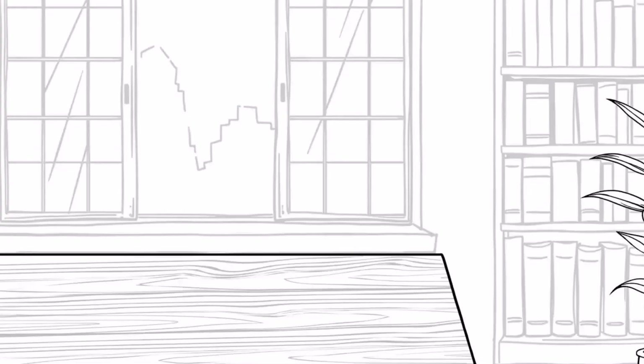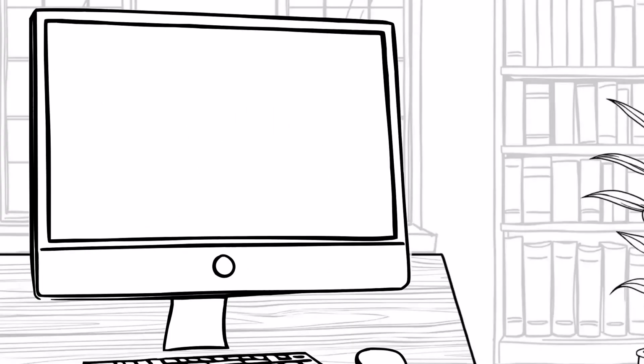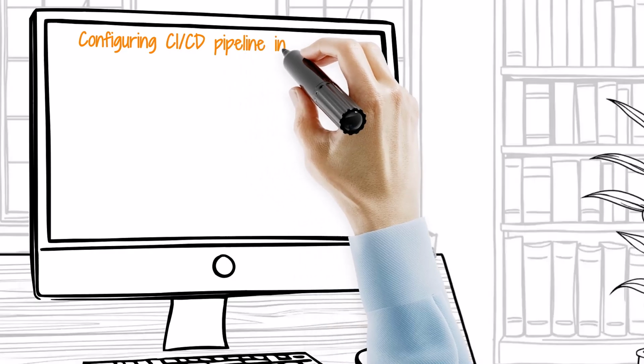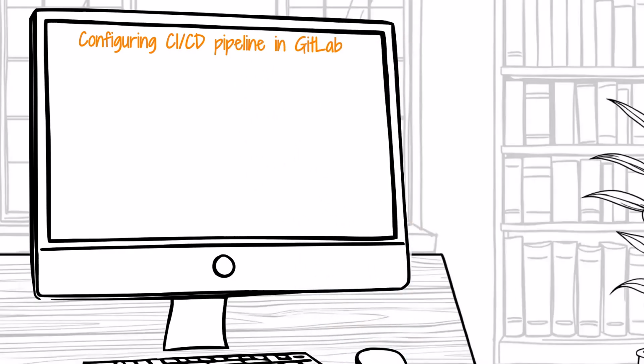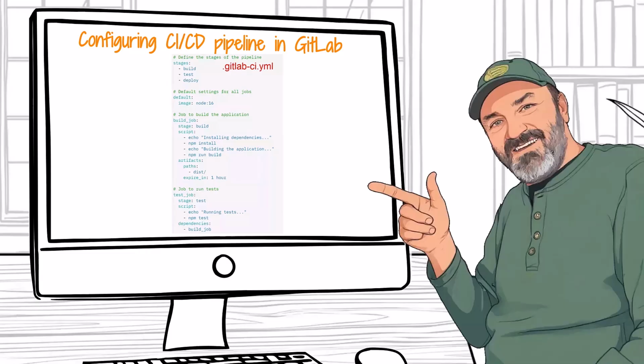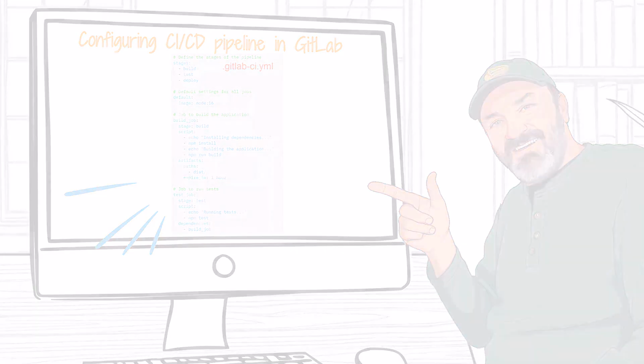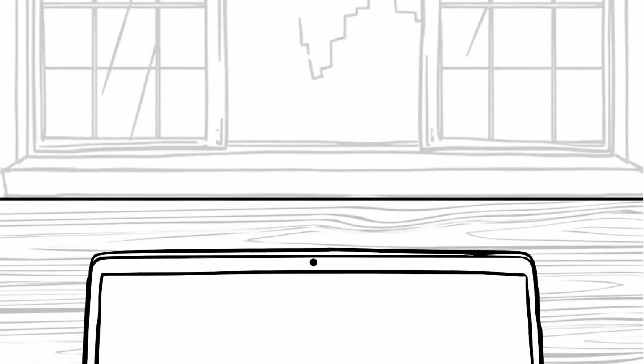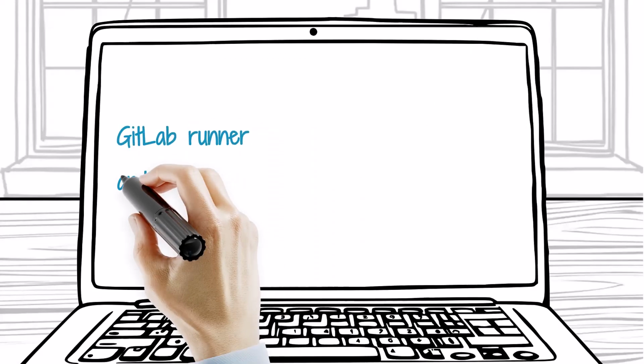You set up a CI/CD pipeline in GitLab that includes steps for building the SSIS packages, running tests, and deploying them. This is usually configured in a YAML file, with stages defined for build, test, and deploy. The GitLab runner executes these stages whenever changes are pushed to the repository.